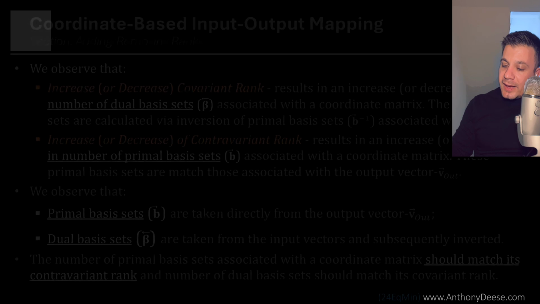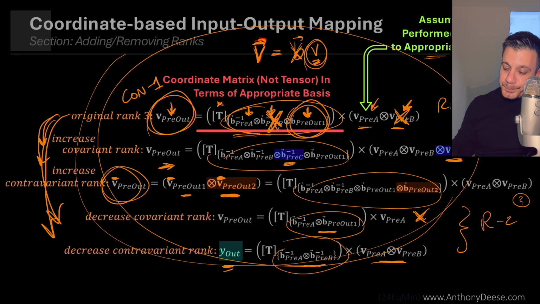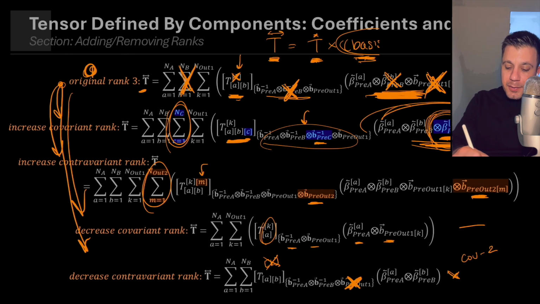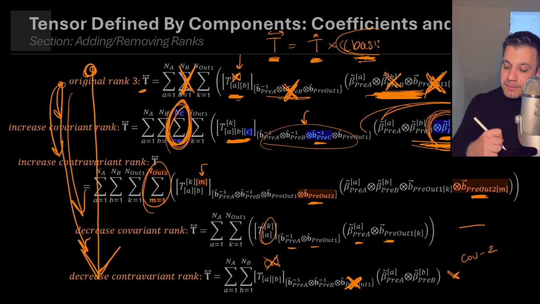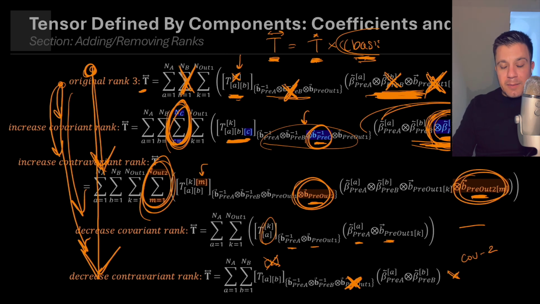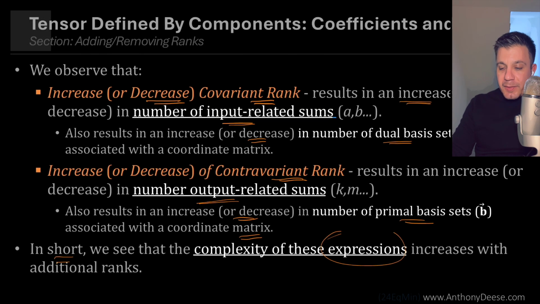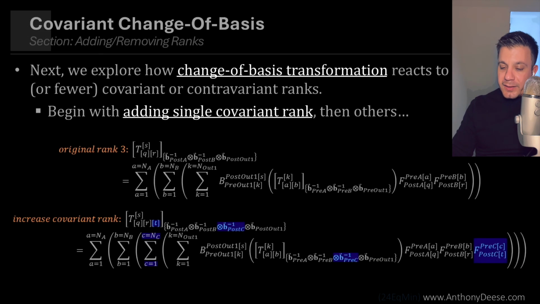I think I can summarize nicely by simply saying, if we look at these expressions here, as we go from the top to the bottom, as we add new covariant ranks, we get new sums that are associated with the inputs, as well as new bases that are associated with the inputs. As we increase the contravariant rank, we get new summations that are associated with the output, as well as new bases that are associated with the output. So there is a one-to-one relationship between those characteristics of the equation as well as their contravariant and covariant ranks.